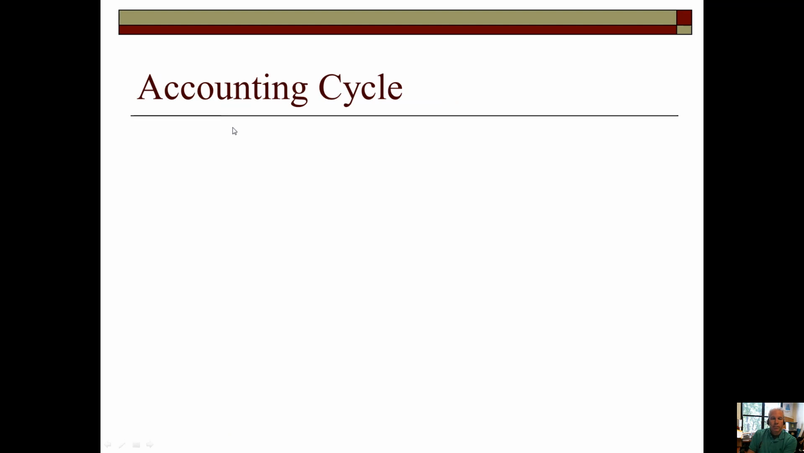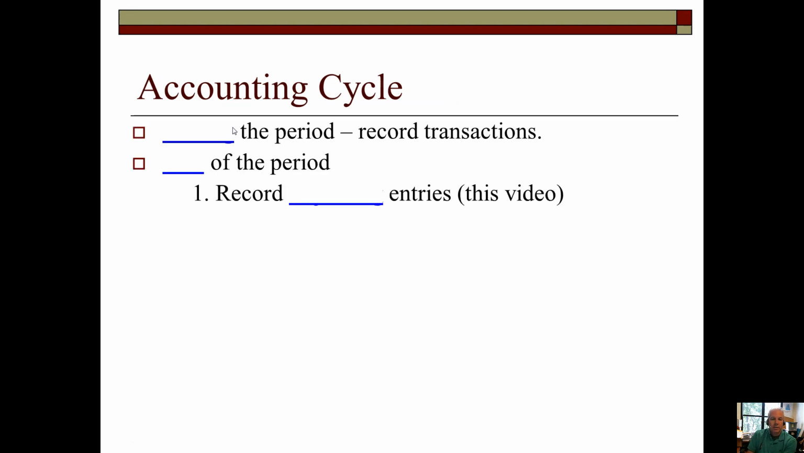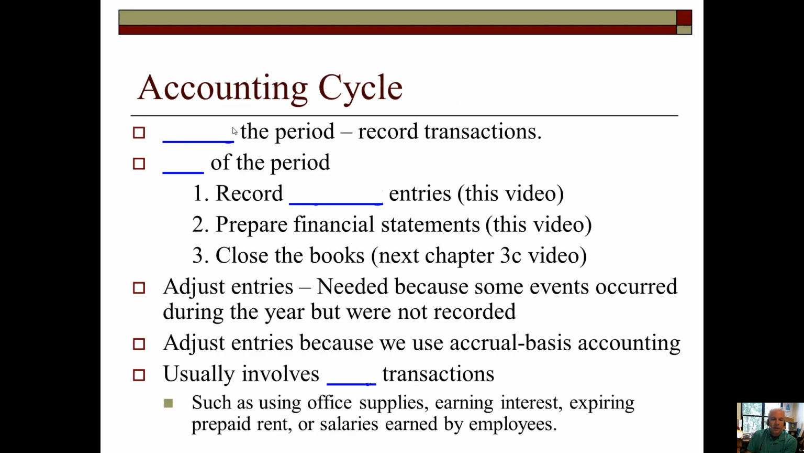So the accounting cycle. What exactly is the accounting cycle? It is fairly simple, and this is the way I would like you to think of it. First, it occurs during the period, and during the period is where we record our daily transactions. And then at the end of the period, we are required under the accounting rules to prepare or record our adjusting entries, which will be the primary focus of this video.